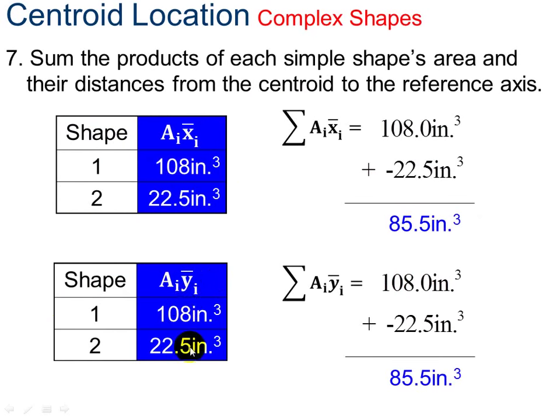And then here, when we do it for the y's, the sum of the areas times the y's. So here's my two areas times y's. I need to sum them. But again, this is negative because we wanted to take it away. And when I do that, I get 85.5.